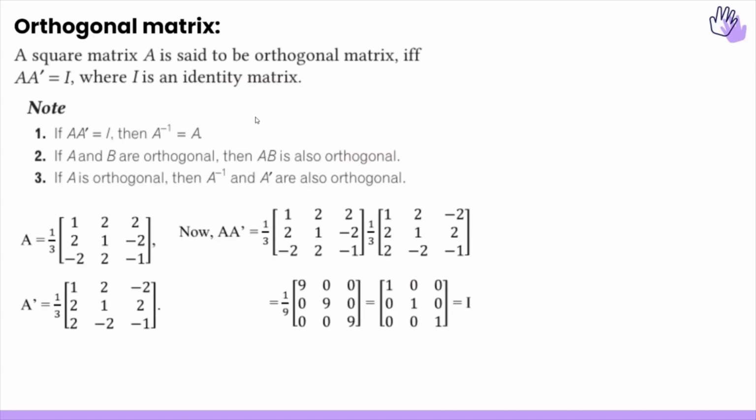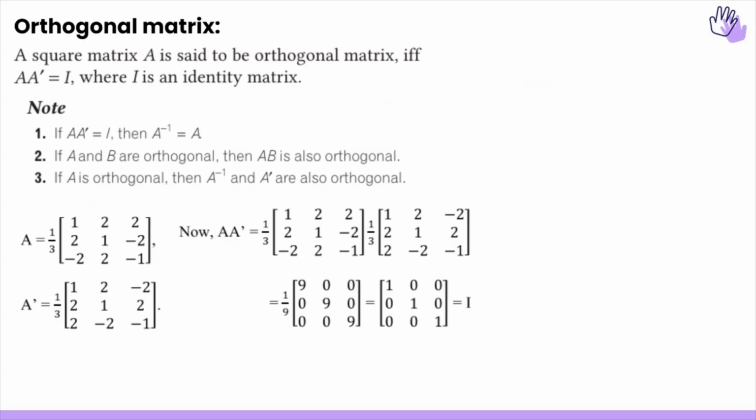Coming to the next type of matrix, that is the orthogonal matrix. A square matrix A is said to be an orthogonal matrix if and only if A times A bar is equal to I. A bar is the transpose of that particular square matrix. If you multiply the matrix with its transpose and it results in an identity matrix, then the matrix is known as an orthogonal matrix. That is very, very important.